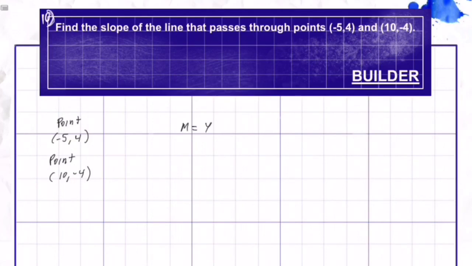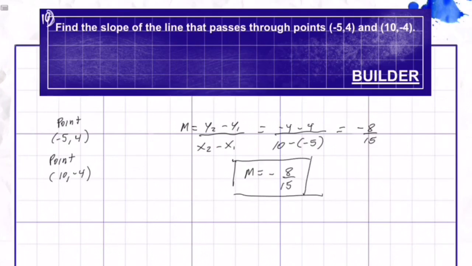We only have to use the formula of the slope, y2 minus y1 divided by x2 minus x1, equals, substituting, -4 minus 4 divided by 10 minus -5. So the answer is -8 divided by 15. So the slope in this case is m equals -8 divided by 15. So that is your answer.